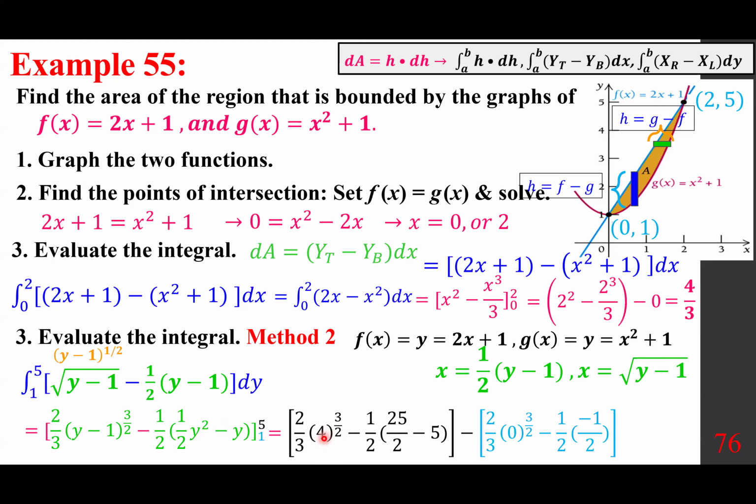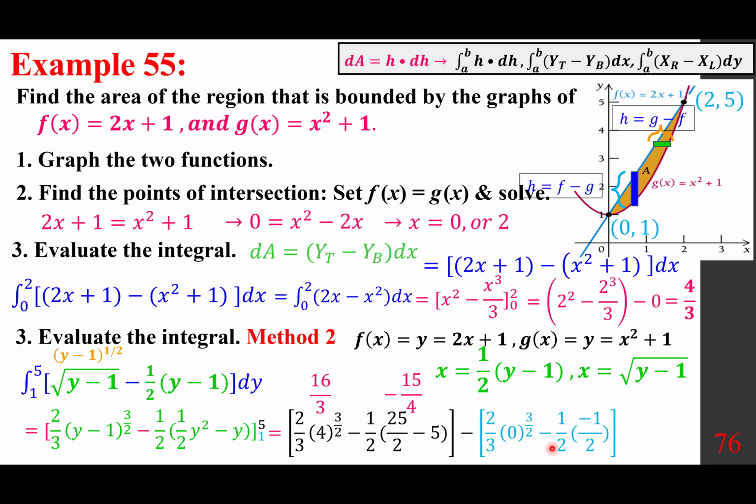4 to the power of 3 halves. Square root of 4 is 2. Cubed is 8 times 2 is 16 thirds. 25 halves minus 10 halves. 5 is 10 halves. Is 15 halves. And then negative 1 half makes it minus 15 fourths.